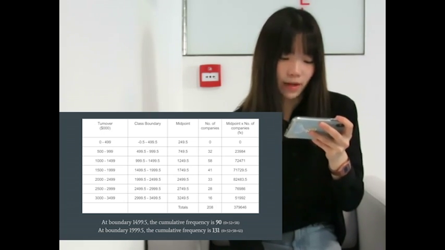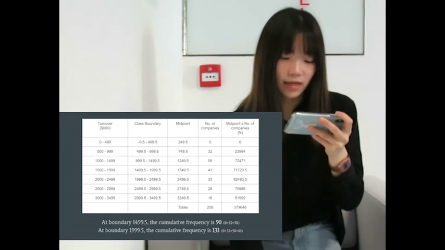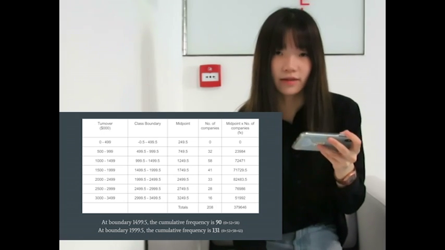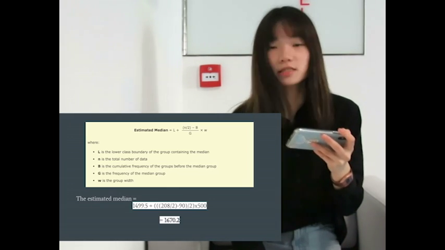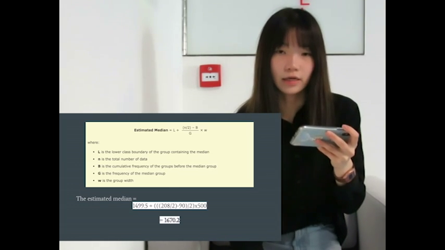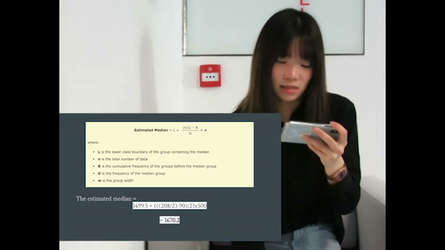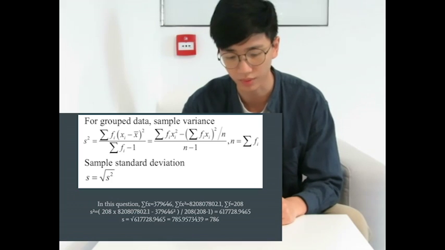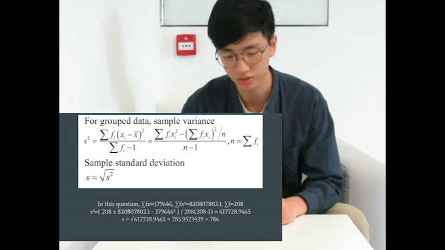And at the boundary of 1,999.5, the cumulative frequency is 151. So the estimated median can be calculated by the equation provided, which the answer is 1,617.2. I will talk about standard deviation, how to calculate this question.